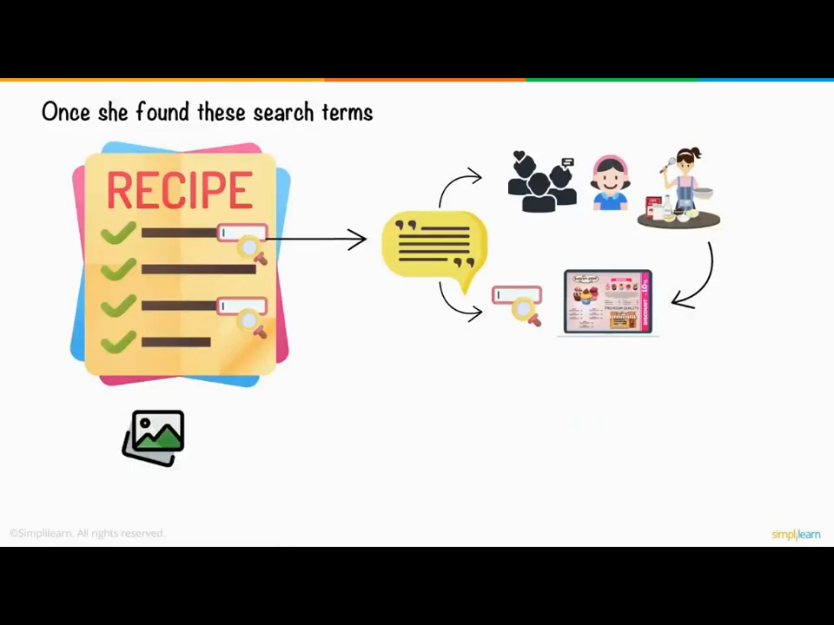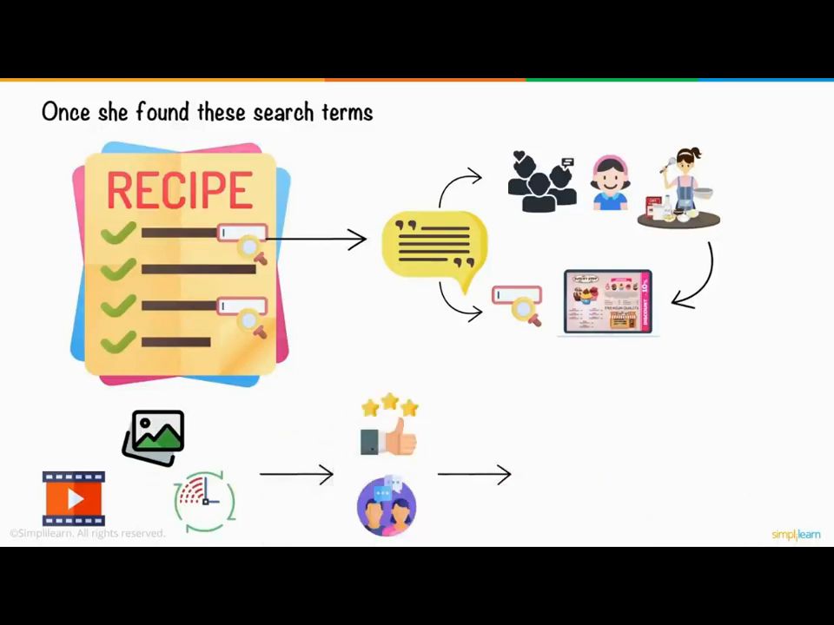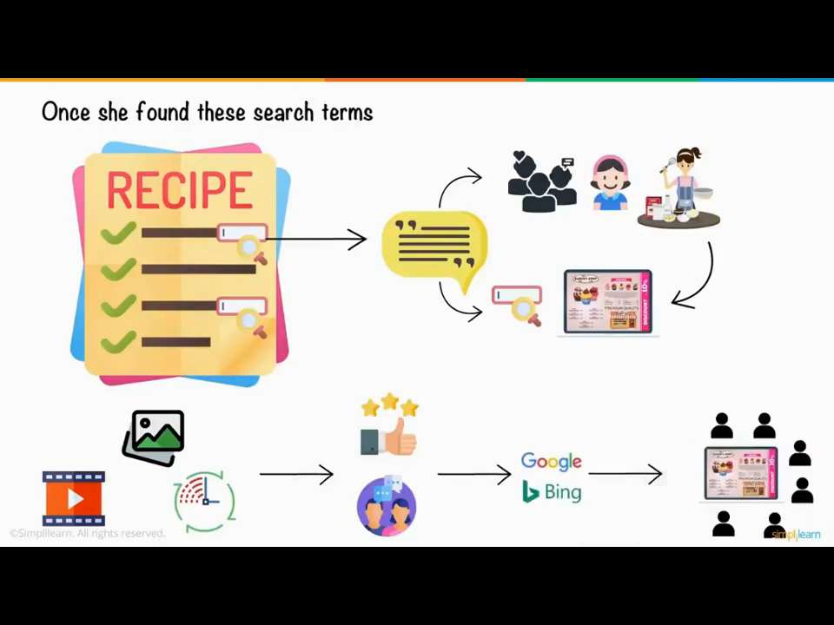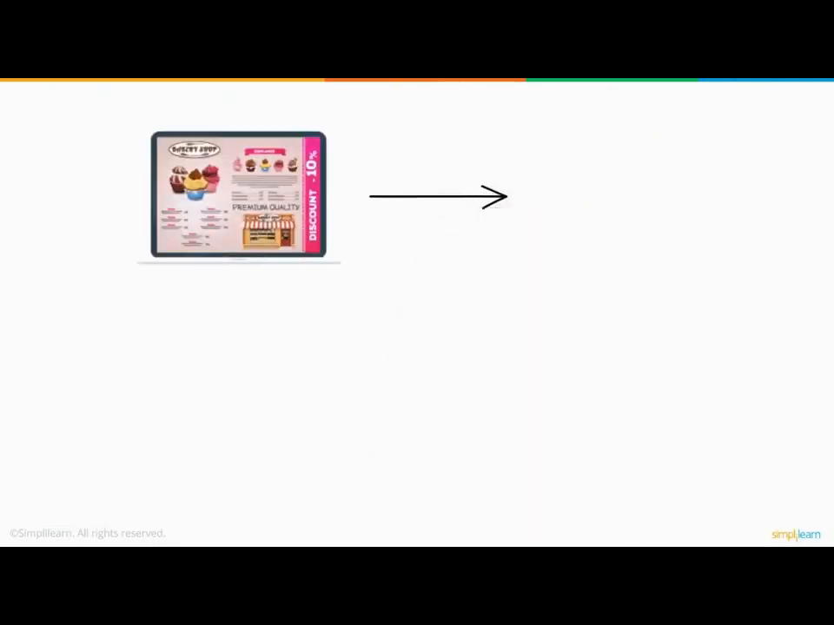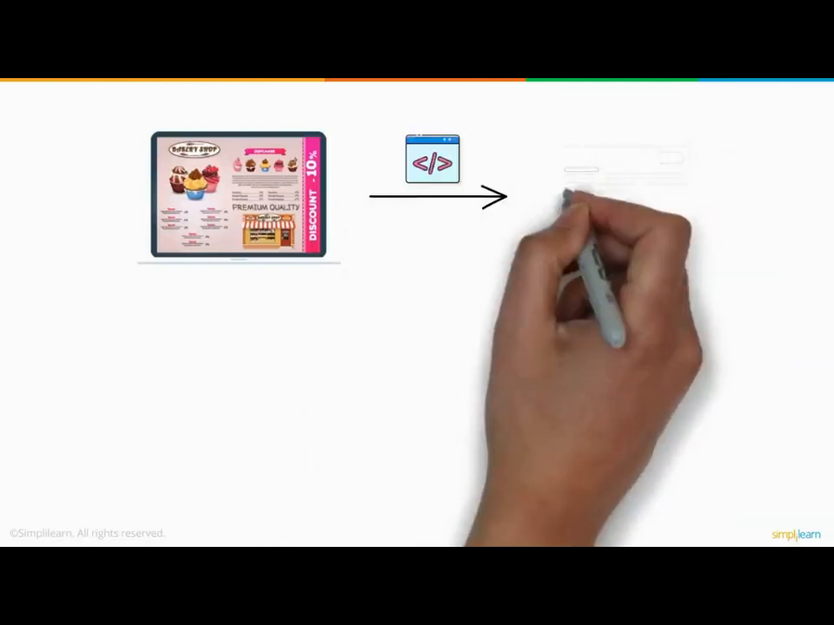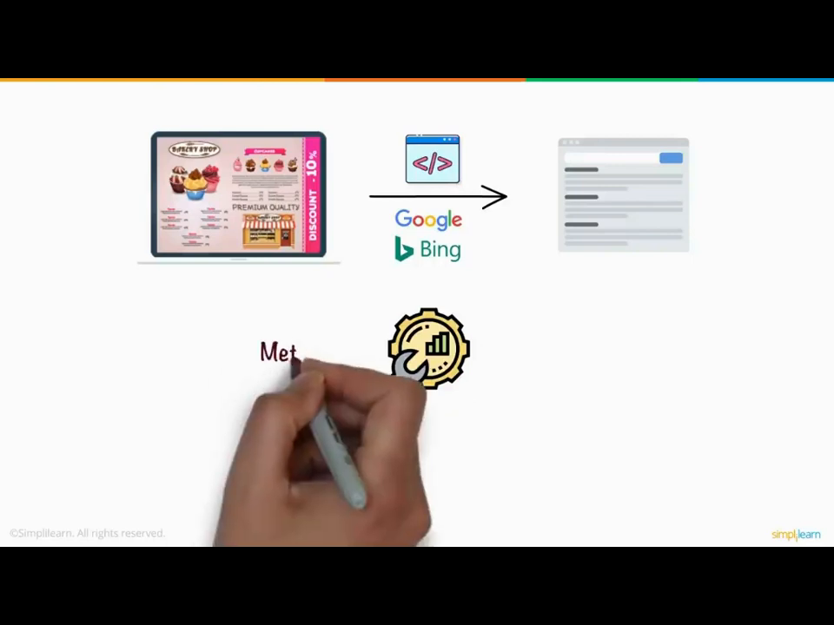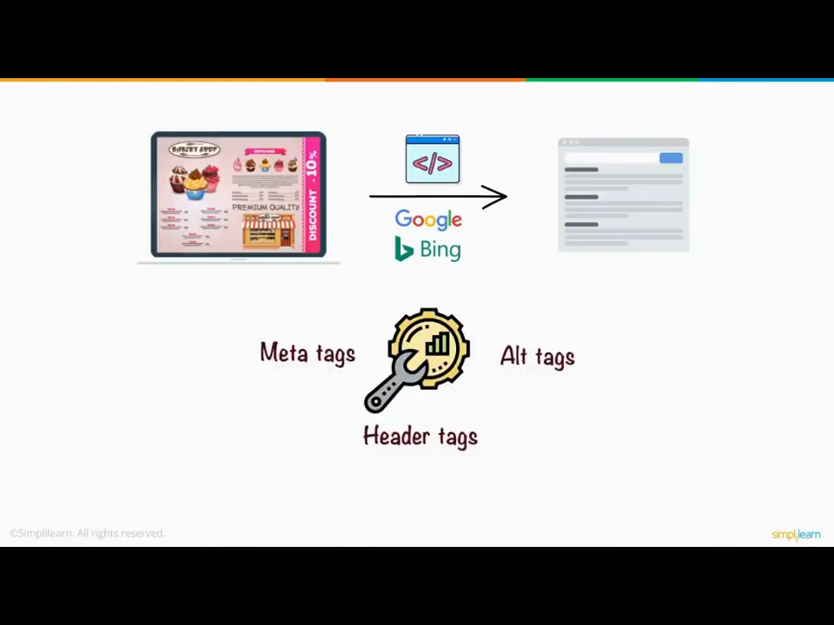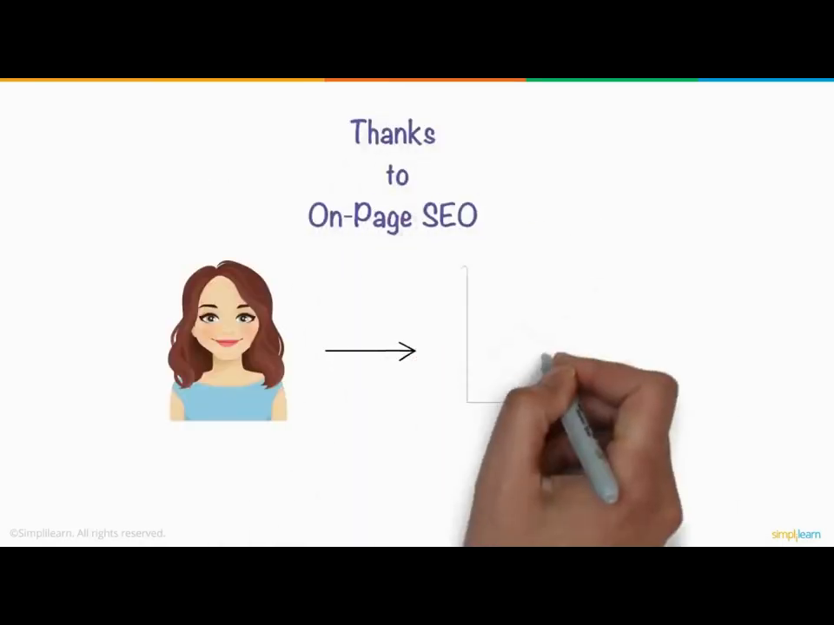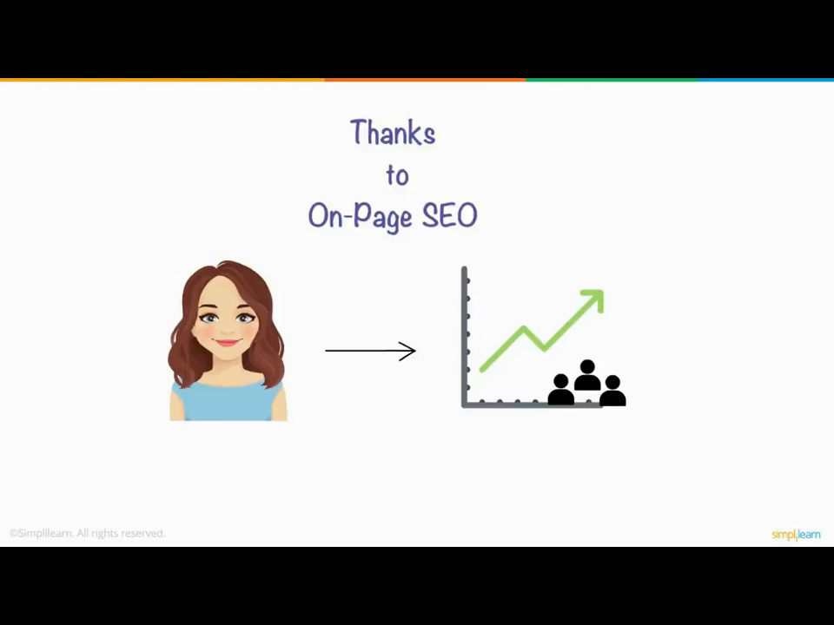Additionally, she added pictures, videos, time lapses, and more to increase credibility and engagement for her content, and subsequently persuading search engines to show her content to more people. After this, she moved to the website meta content that search engines display when her blog appears in search results. She optimized the meta tags, alt tags, header tags, and more. This completed the on-page aspect of SEO. Thanks to this, she saw a significant increase in the number of visitors coming to her page.